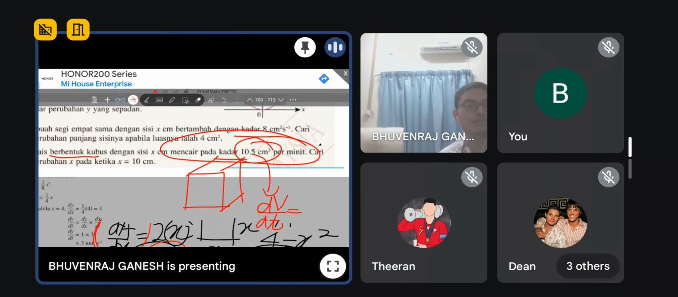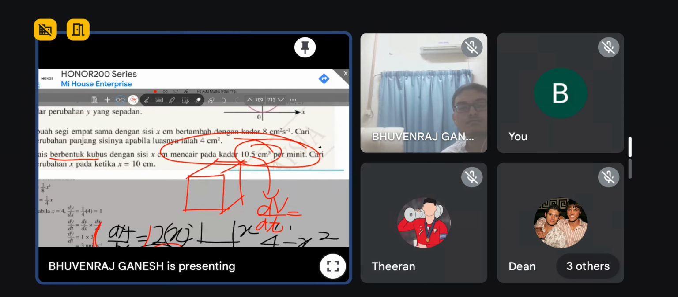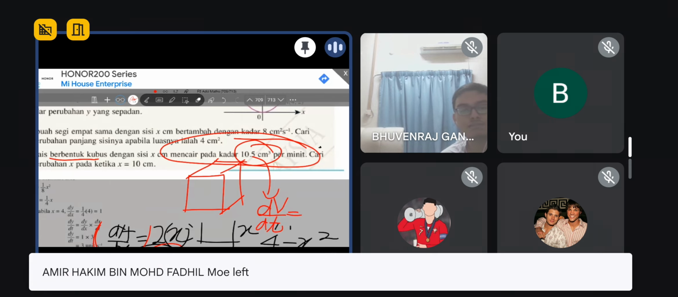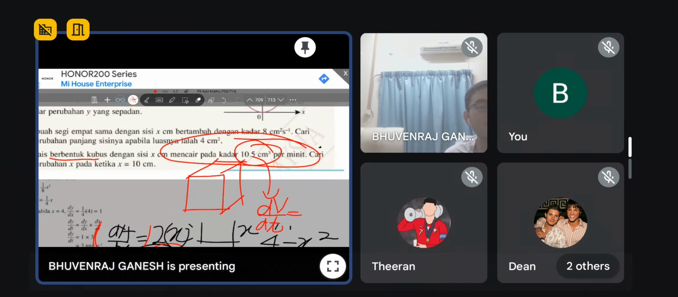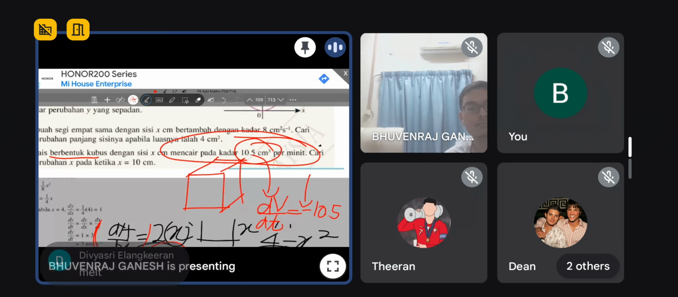What do you all think? What will be the value for dv dt? Ame, Nazif, Steven. You should get negative 10.5. Okay, the answer is negative 10.5. So why negative, guys? Can you all explain to me why you put negative?